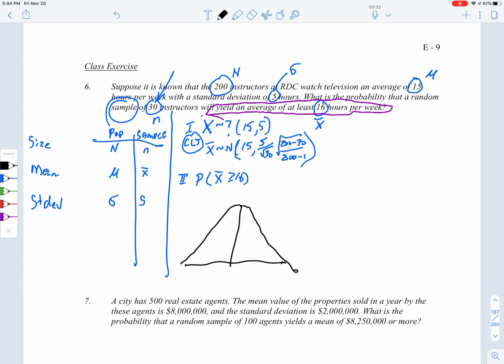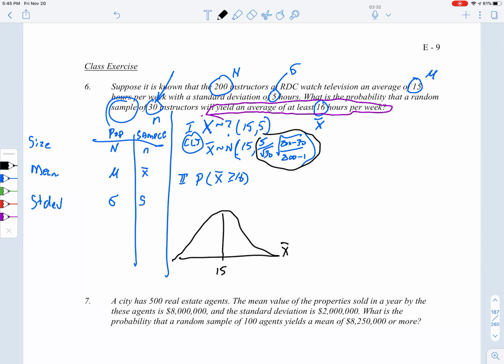Ooh, that's not very good. All right, so let's redo that. Well, it's supposed to be a normal distribution. It's a distribution of the x bars, and according to the central limit theorem, the mean is going to be equal to 15, and then the standard deviation will be this thing right up here. And we're taking a look at 16. What's the probability of getting at least 16 hours? So in other words, what is that area there?